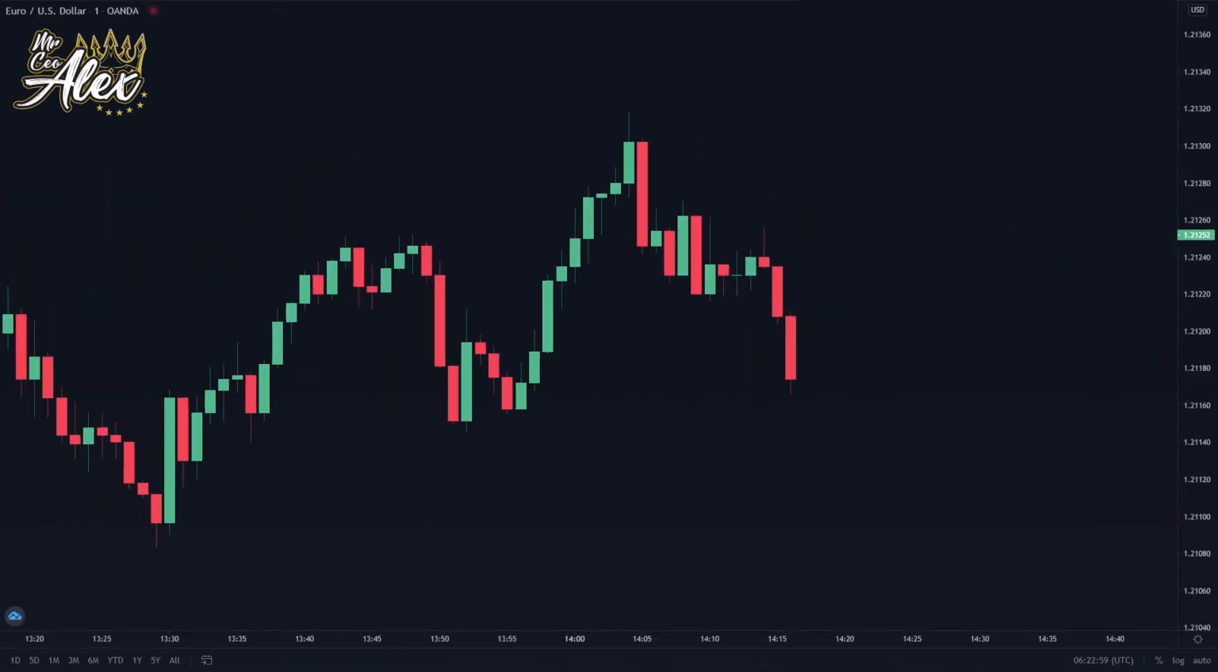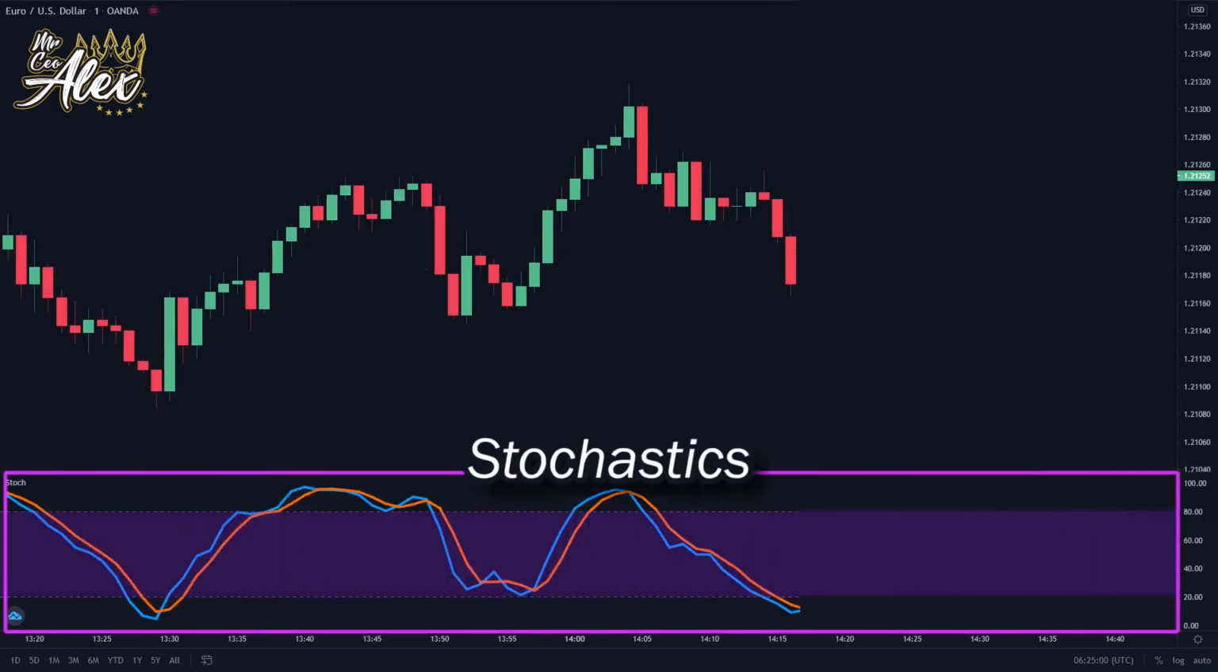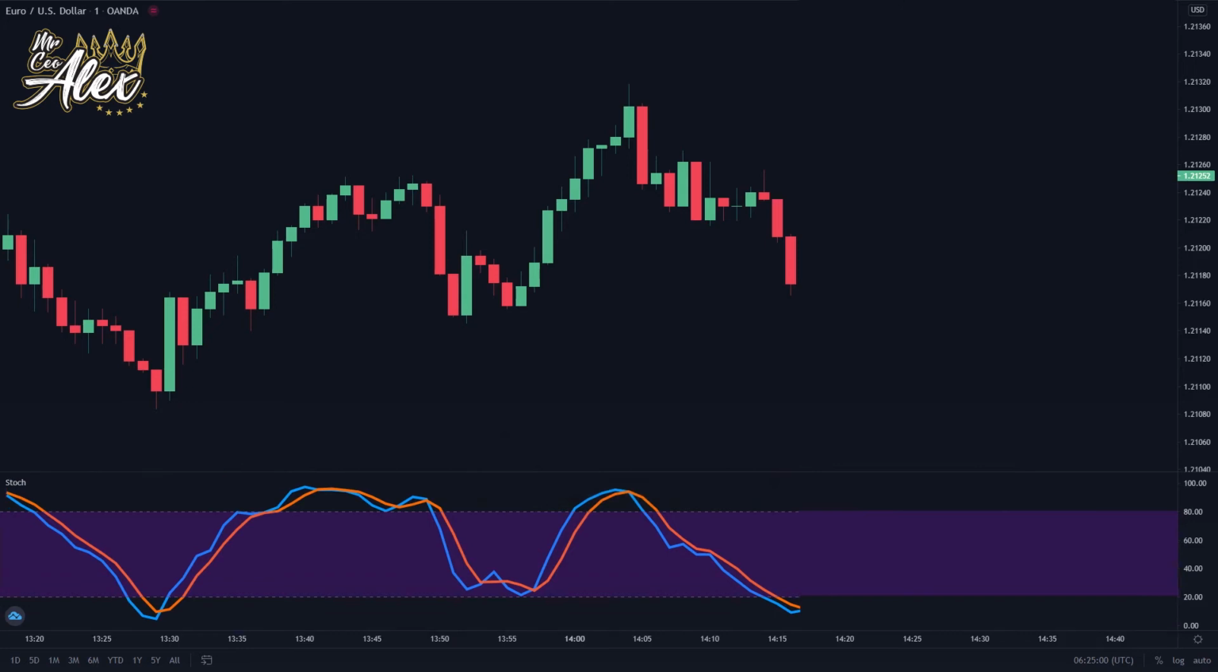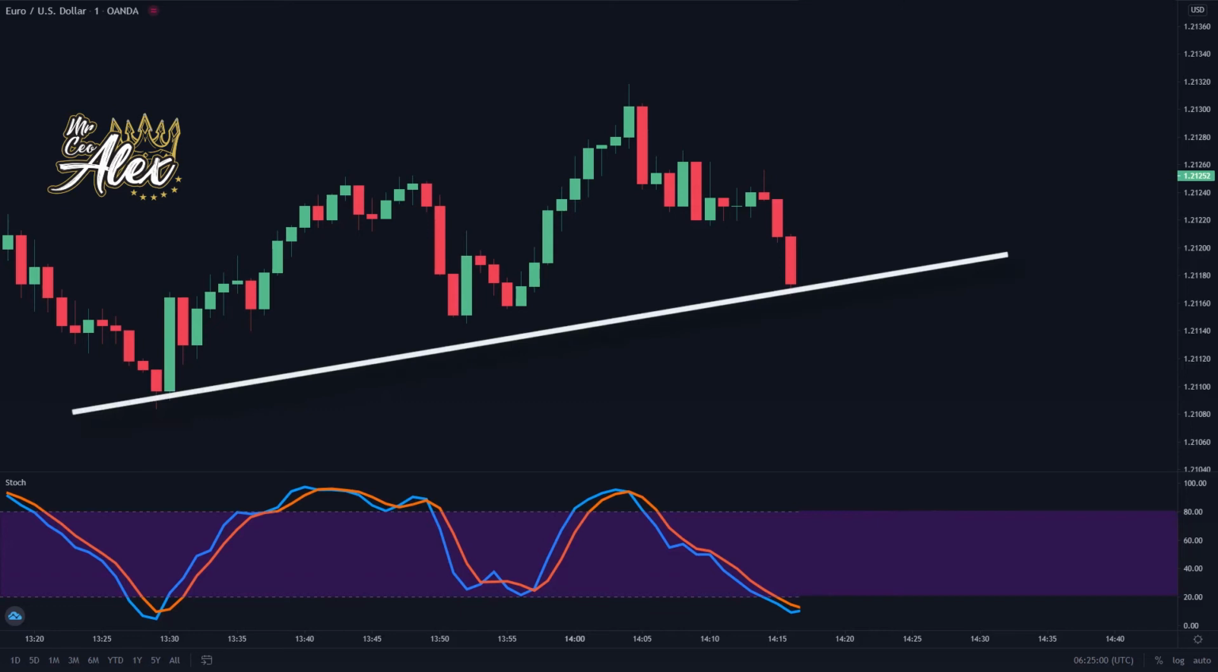Now, another indicator that can also help you confirm a continuation pattern is the stochastics. Here's how the strategy works. In this chart, we spotted a current uptrend and so we place our trend line below it. Now, as we look at the current price, we spotted a possible continuation pattern as price hits the trend line.